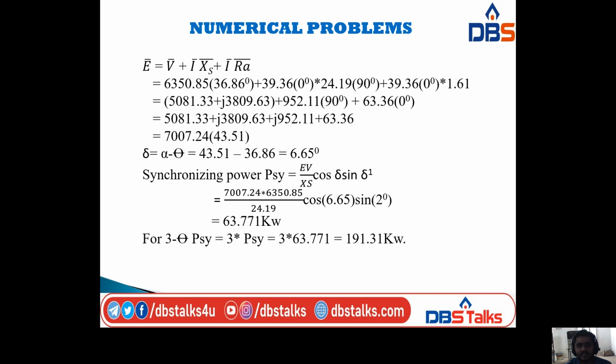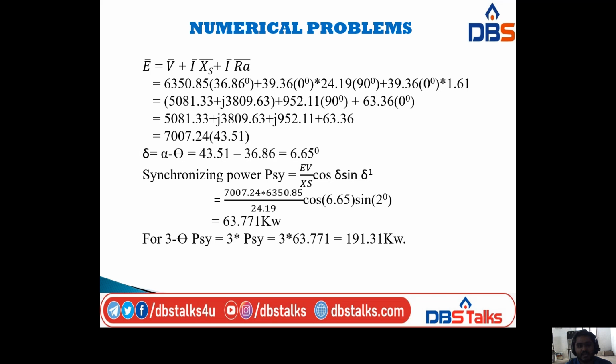Delta is equal to alpha minus theta. We already know the alpha value, that is 43.51, minus theta value 36.86, and finally we have the delta value, that is 6.65 degrees. Now we have to calculate the synchronizing power, that is P sub SY is equal to EV by XS into cos delta into sin delta dash. Here delta dash is 2 degrees, so E is 7007.24 into V is 6350.85 divided by XS, 24.19, into cos of delta value 6.65 degrees into sin of delta dash value 2 degrees.